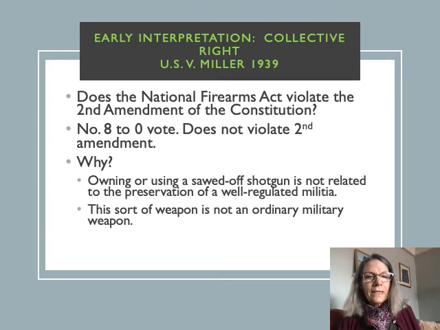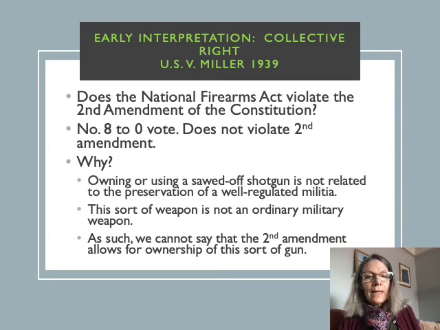And they basically said that this sort of sawed-off shotgun is not an ordinary military weapon. And as such, we cannot say that the Second Amendment allows for the ownership of this sort of gun. So this ruling is limited in a way. It's important because it does say that the Second Amendment is about raising a militia, a collective right for the states to arm people for a militia.